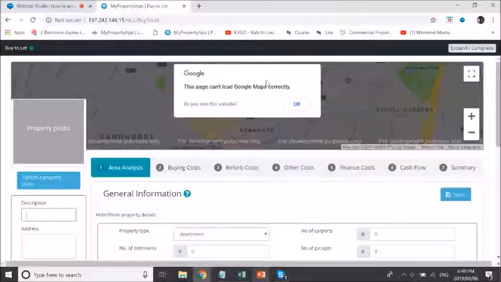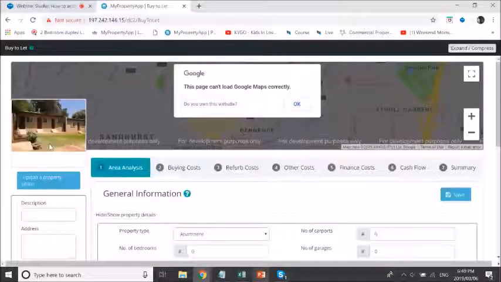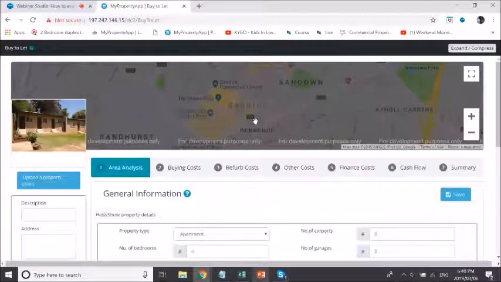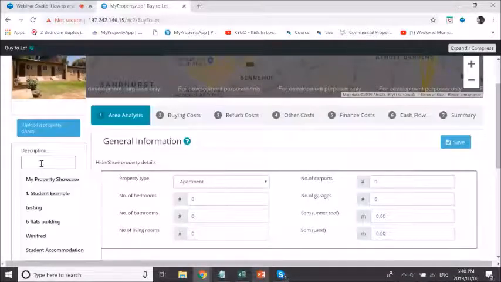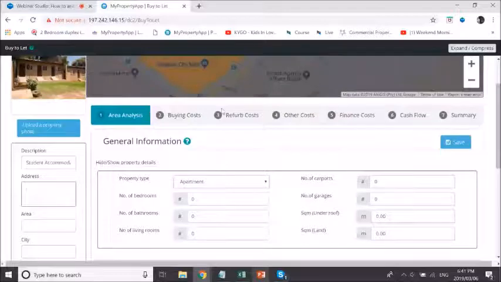It just turns the analysis into a bigger page. Okay, so we can upload a property photo. I hope that I've still got it here. Yeah, there we go. It's just a little bit of a visual thing. If you are visual, you can put a description here. So I'm going to say student accommodation, Brixton. The address will just update the Google map here at the top.